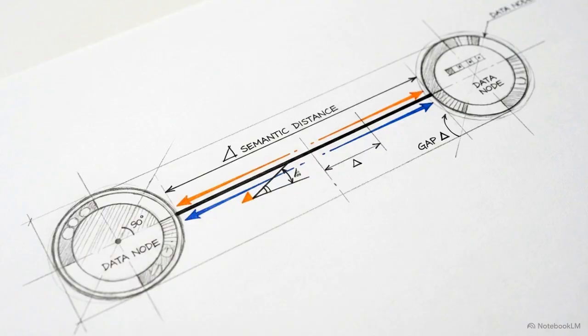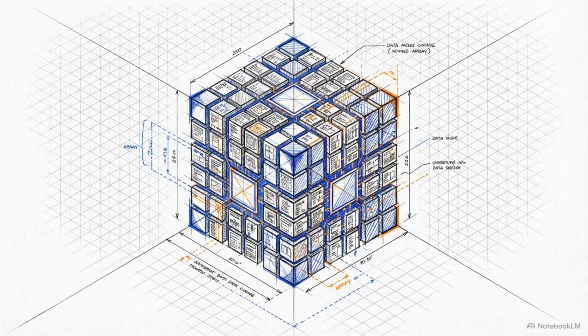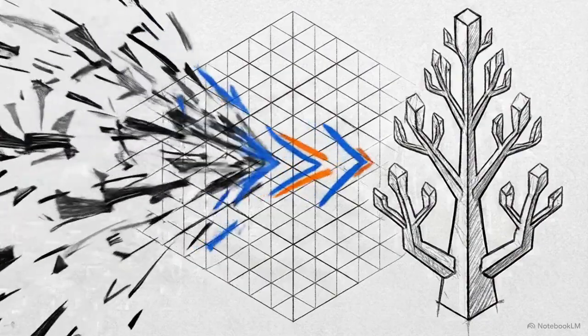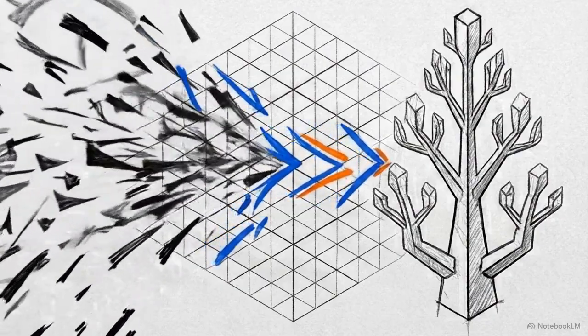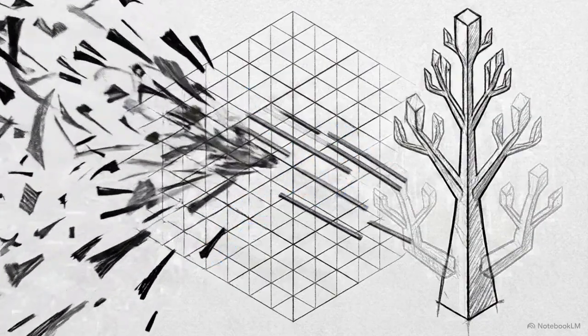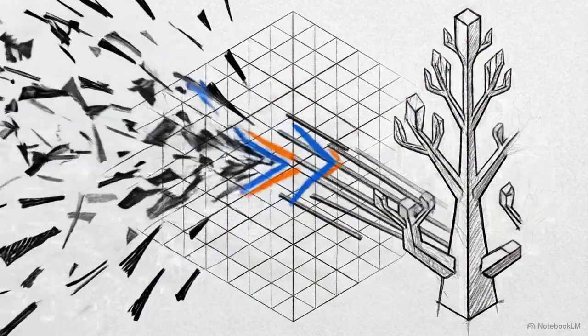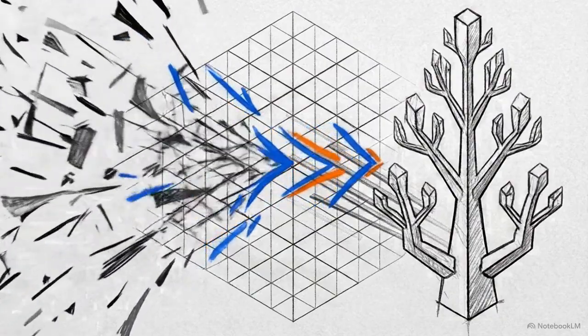Machine learning, semantic distance, multidimensional arrays. It's easy to treat AI like black magic, but beneath the interface, these systems are simply the high-speed choreography of fundamental data structures and math.